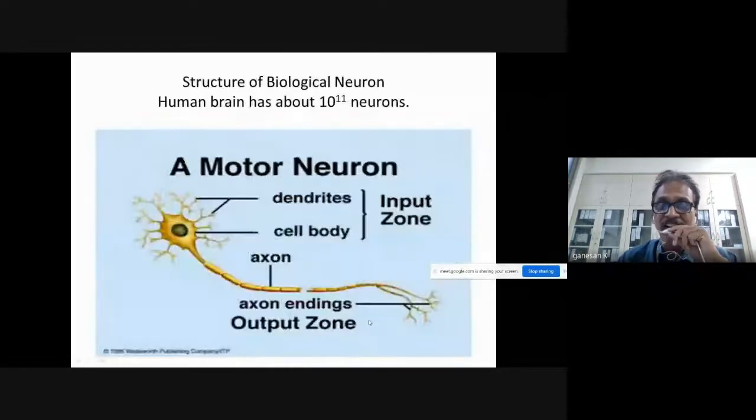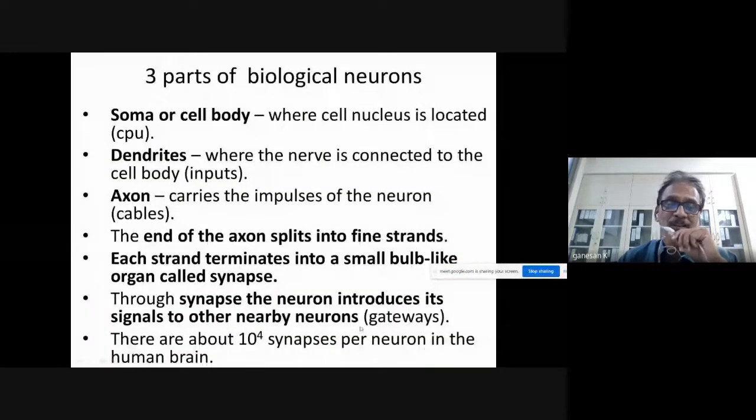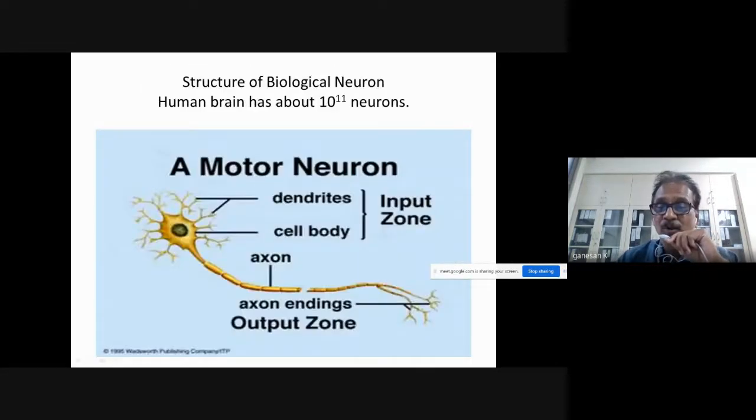So this is something like a gateway. If you have one more neuron and this is one neuron, it takes your signal and passes it to the next one. Something very similar to your gateway. So you see that some of the jargon which I have used in conventional computing or computer networks is also valid here, but we call it by a different name. And there are about 10 to the power of 4 synapses per neuron in the human brain. So how many such connections can I make? One output of a neuron can go to maybe even 10,000 other neurons.